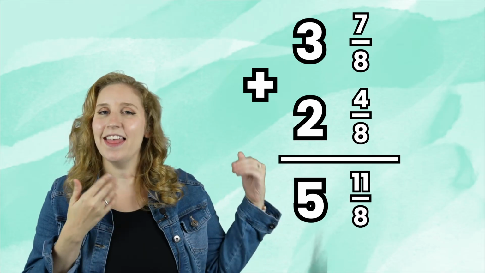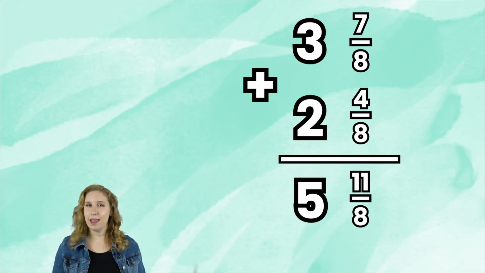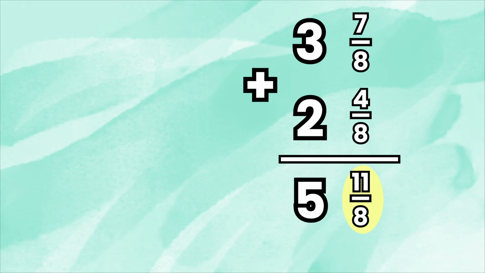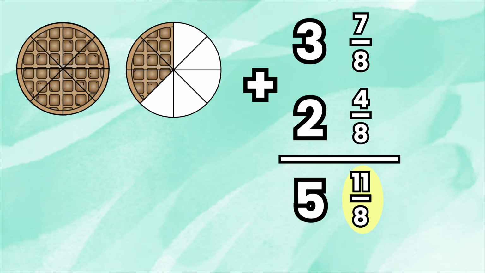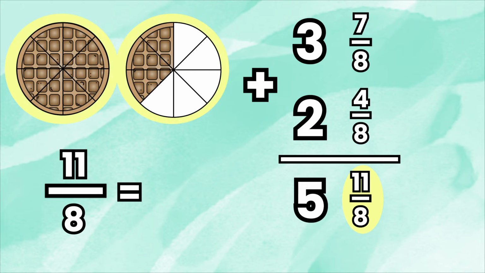So let's look at this problem here. I'm going to show you how to regroup. What do you notice I'm doing? 11/8 is obviously greater than 1 whole. I'm going to draw a model to help us. 11/8 is the same as what mixed number? 1 3/8.